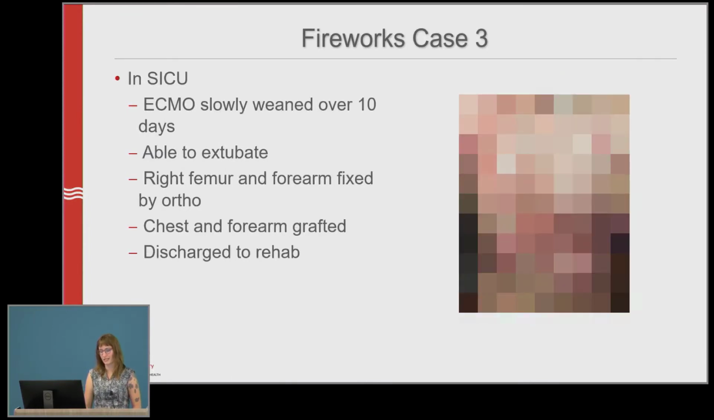Over the next 10 days, he weaned off of ECMO as his lungs healed. He had to have his right femur and forearm fixed by ortho. His chest had some upper areas that were grafted, and then he was discharged to rehab. So this is him coming back to our clinic, fully healed and doing well. So in general, this shows how rapidly damaging that overpressure injury can be to the lungs, but it is definitely survivable with the right interventions.